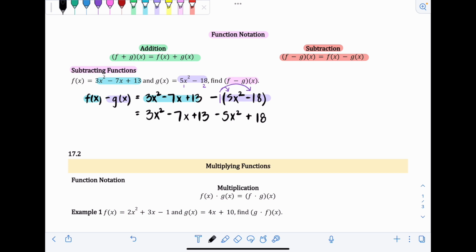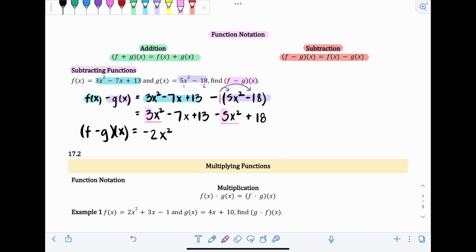My next step is going to give me my final answer. I'm going to write that other function notation, f minus g of x equals, and then identify what my like terms are. Like terms have the same variable with the same exponent. I'm looking at the x squareds right now because they both have x to the second power. So those are like terms, and I can combine them by adding the numbers in front. 3 plus negative 5, or 3 minus 5, would be negative 2x squared.